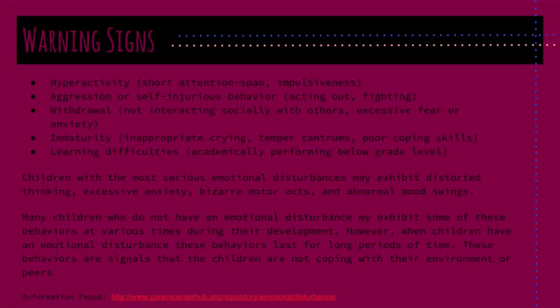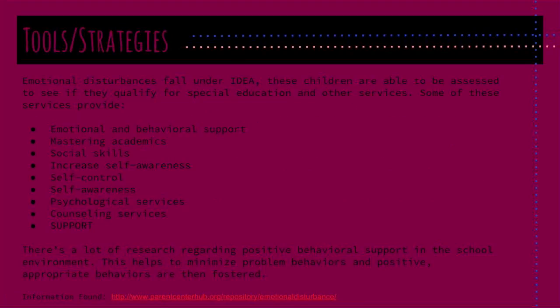So tools and strategies to help these students are emotional and behavioral support, helping them with their academics, helping them with social skills, teaching social skills, increasing self-awareness, teaching self-control, psychological services, counseling services, but above all is just support. We've got to support them. And that's the end.